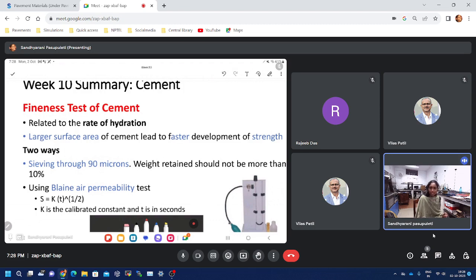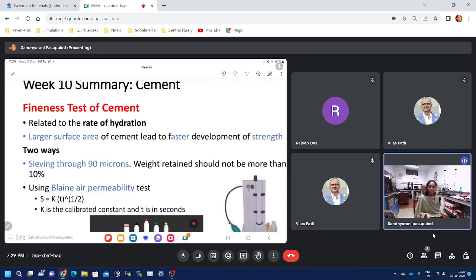So if there are very fine materials, that implies there is a higher surface area on the particles. When there is higher surface area, what happens? Whenever I add the water, there is a higher chance that the reaction would be faster. When the reaction is faster, the heat generation would be faster, the formation of CSH gels would be faster. When the formation of CSH gels is faster, the strength of the cement would be developed earlier.